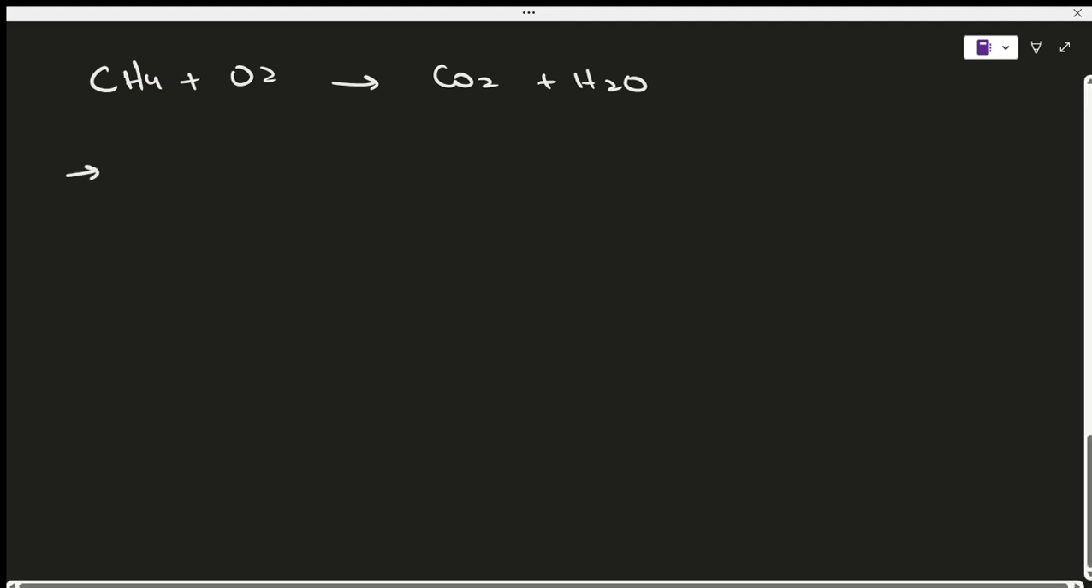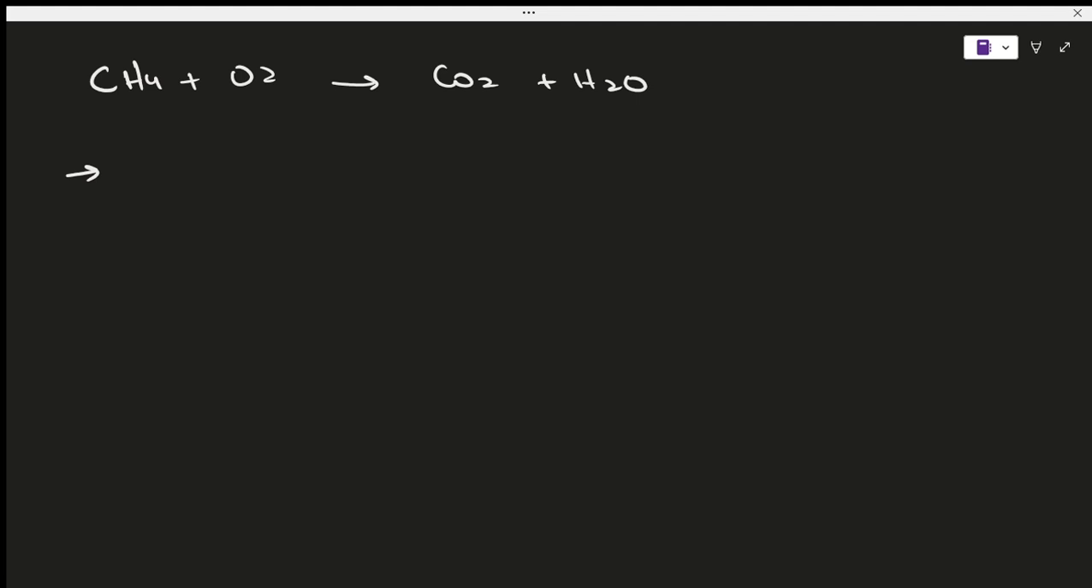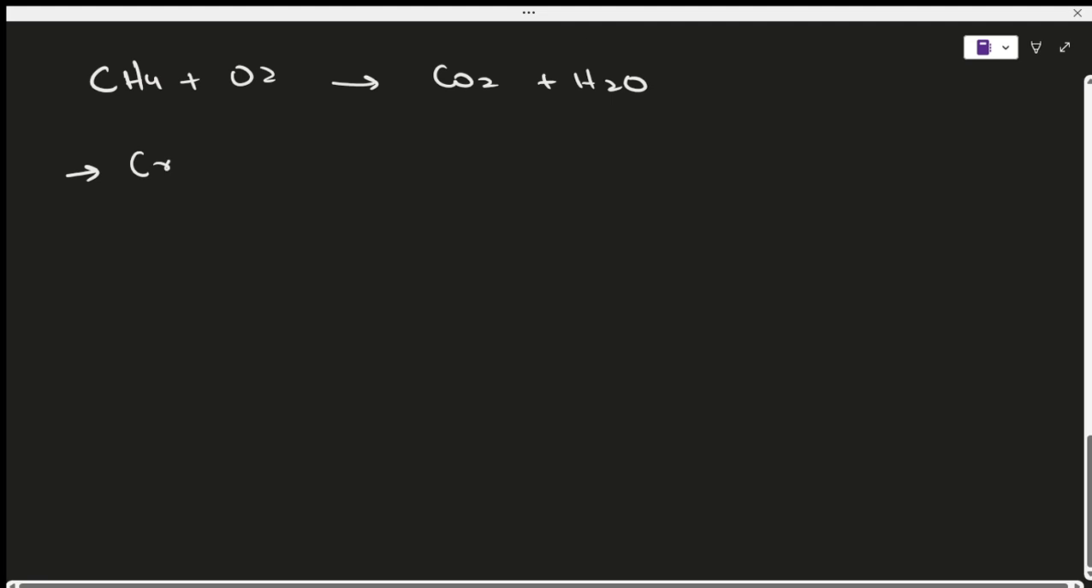Even for balancing, we have a general equation. What does this look like? The general equation for balancing looks something like this. You have CxHy plus (y over 4 plus x) O2, and in the products you have x CO2 plus y over 2 H2O. And I'll explain how this works.